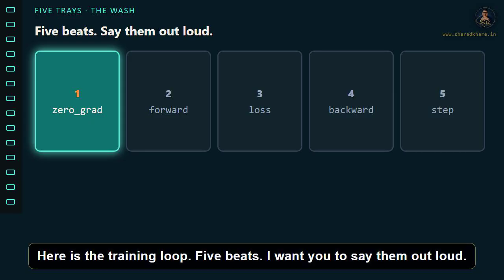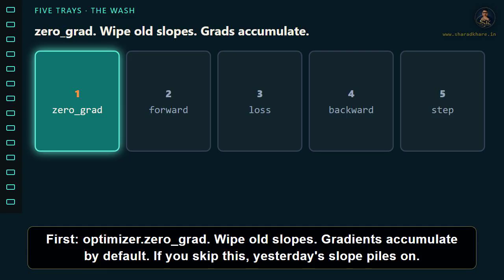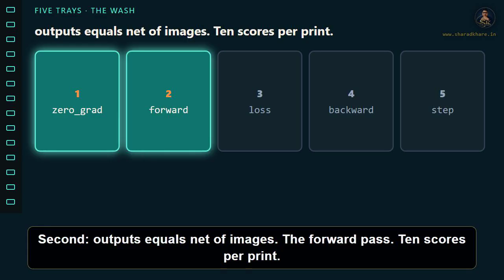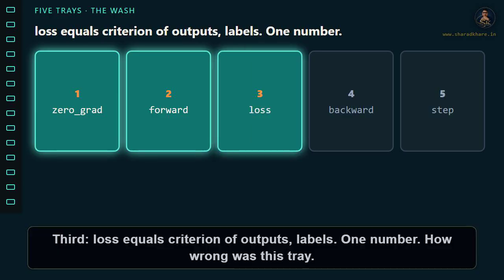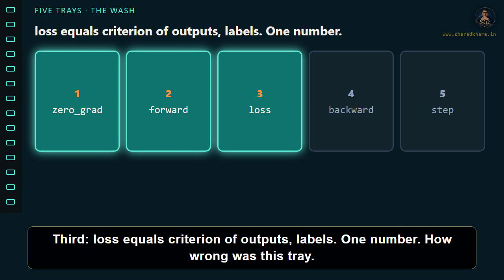Five beats. I want you to say them out loud. First, optimizer.zero_grad, wipe old slopes. Gradients accumulate by default. If you skip this, yesterday's slope piles on. Second, outputs equals net of images, the forward pass, 10 scores per print. Third, loss equals criterion of outputs, labels, one number. How wrong was this tray?